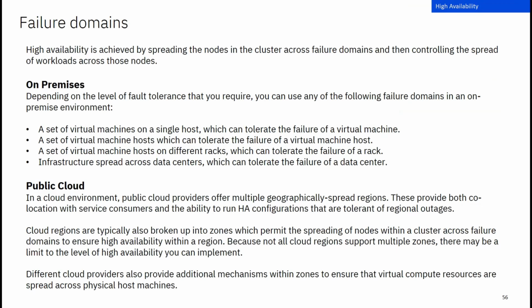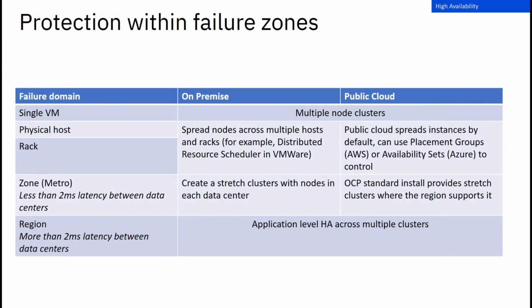High availability is achieved by spreading nodes across failure domains: virtual machines, hosts, racks, data centers, or cloud regions and zones. Each domain offers a level of fault tolerance. OpenShift clusters are spread across multiple failure domains. Public cloud providers offer placement groups and availability sets to control node distribution for high availability.